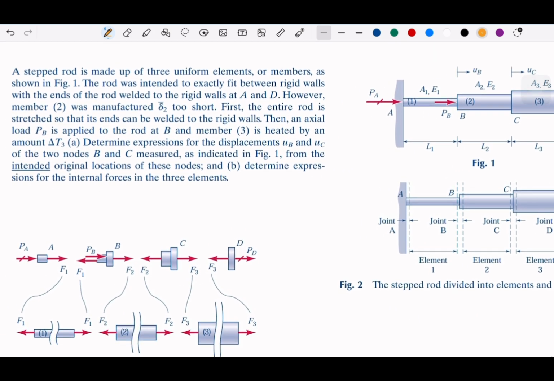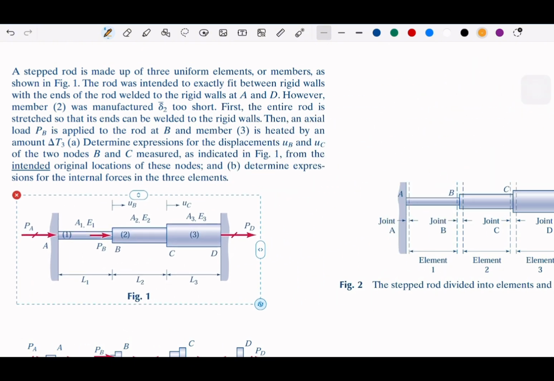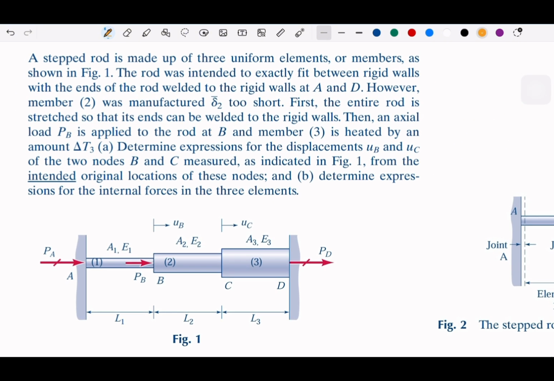So a step rod is made up of 3 uniform elements. So it's basically a similar problem. We have 3 elements directly, 1, 2, 3. The rod was intended to exactly fit between rigid walls, with the end of the elements attached to the wall at A and B. However, element 2 was manufactured delta 2 too short. So suppose that's the distance. The entire rod is first stretched so that its ends can be welded to the wall. So this is fit with the wall, but member 2 is delta 2 too short.